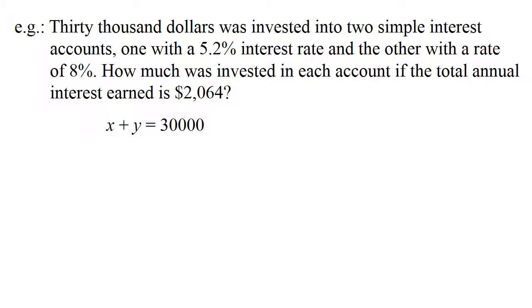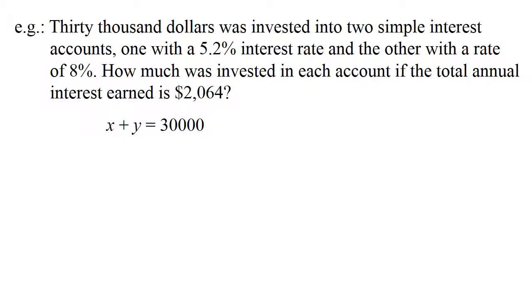I'm told that the interest for the first account is 5.2%, the interest for the second account is 8%, and how much total dollars I earned for the whole year is 2,064. Well, to figure out the amount of interest you earn, you take its rate as a decimal times how much money was in there.